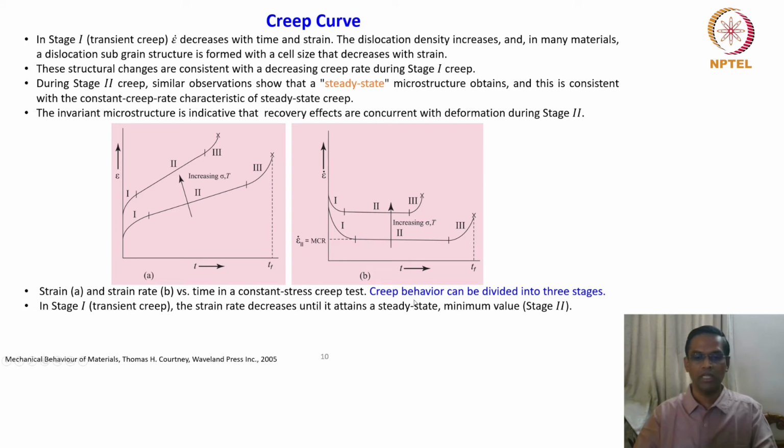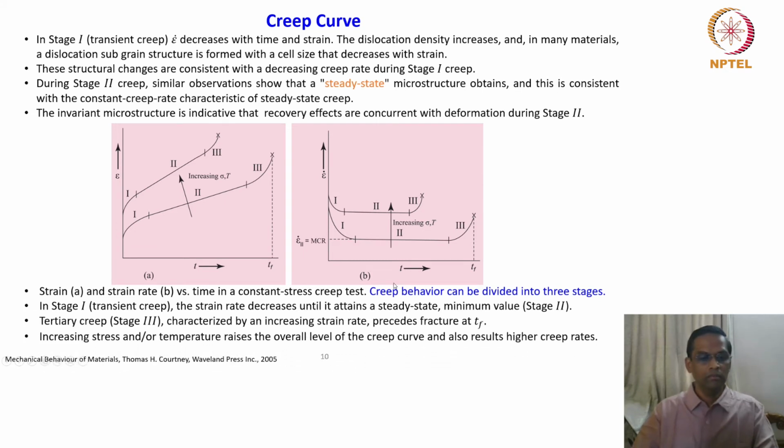So this is what I just described here. Increasing stress and temperature raises the overall level of the creep curve and also results in a higher creep rate. So the overall curve increases; the whole curve is shifted here. That's what it means. And then the rate also gets higher.